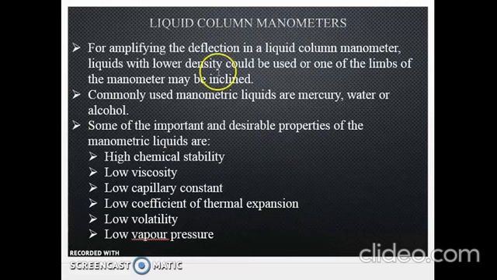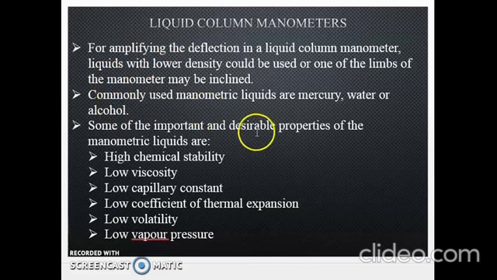Next is the inclined leg liquid column manometer. For amplifying the deflection in the liquid column manometer, liquids with lower density could be used, or one of the limbs of the manometer may be inclined. And this is generally called an inclined leg manometer. By the inclination given to one of the manometric legs, we can amplify the signal we receive in the liquid column manometers.